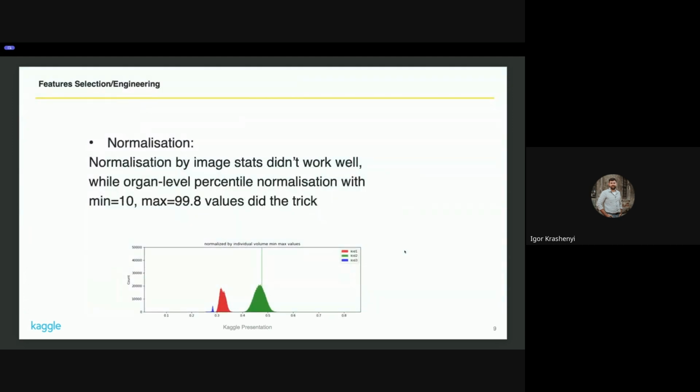Basically, the normalization of images was really crucial. I tried to normalize slice by slice, organ-wise, but it didn't perform well. Later on the forum, there was a post about normalization: clip and calculate the percentile. The default values presented in the discussion section worked really well, and I have used them since I saw them. It really improved the performance of the model in general.